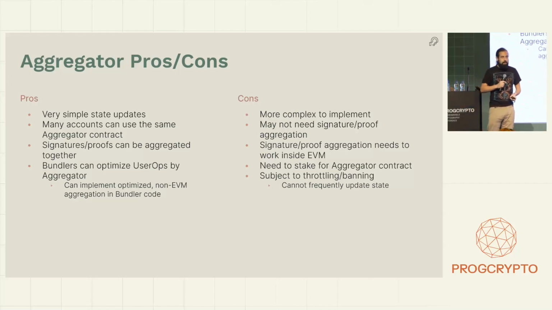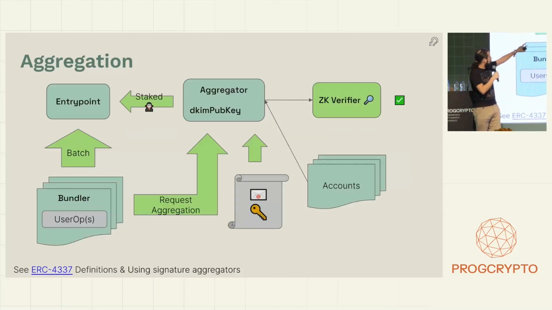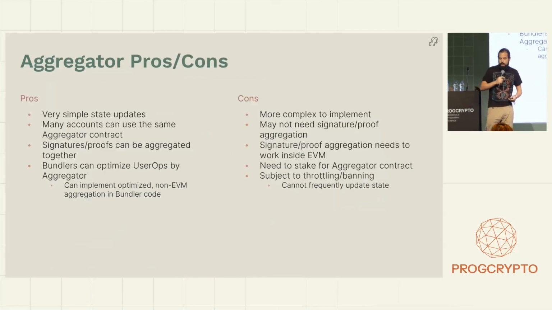But the downsides are that it's much more complex to implement. You may not need signature or proof aggregation, but you still need to implement some way of doing it. In addition, that aggregator contract needs to be staked in order to be slashed or be able to be throttled or banned if it is malicious and if it's constantly invalidating user operations and causing the network to suffer. So you need to have that staking, and you're obviously subject to that. So you cannot update that state as frequently as you could do with the other solution.